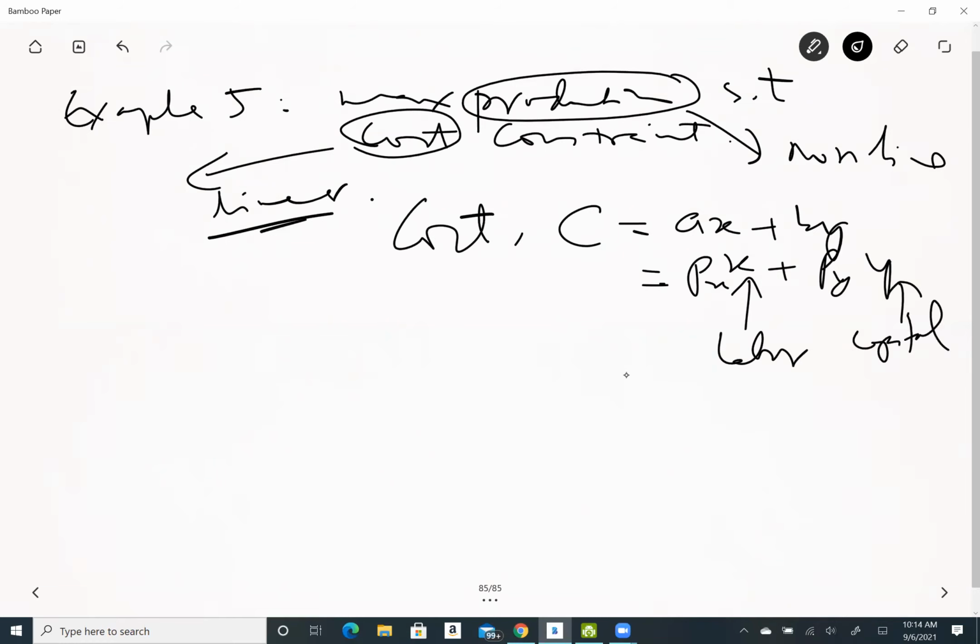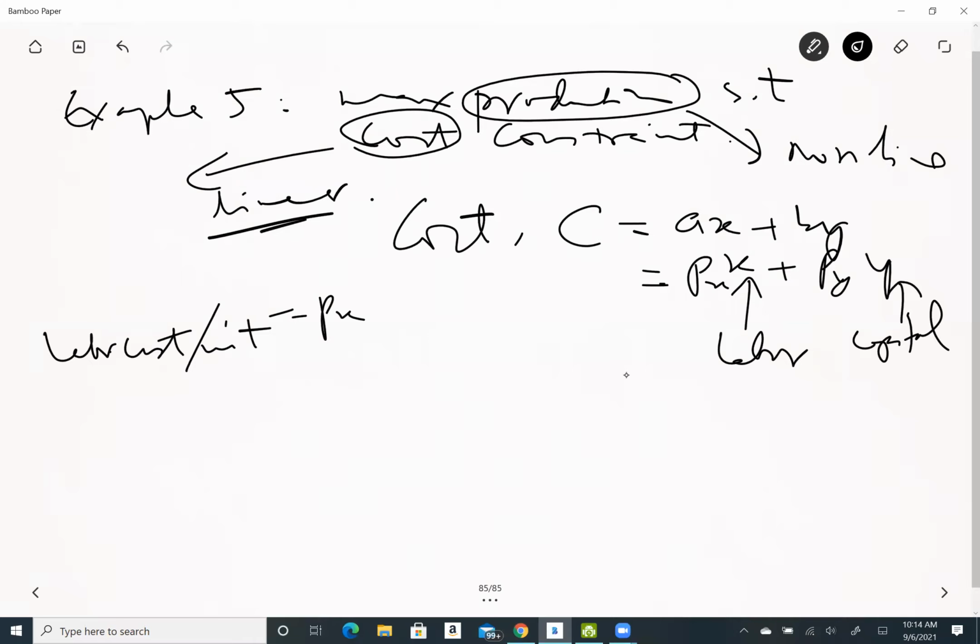So what is the price of X? That is the price of labor. How do you know the price of labor? You are given the labor cost per unit. Labor cost per unit is the price of labor, which is equal to 160. So that's the price of X, equal to 160, and the cost of capital per unit is 200.